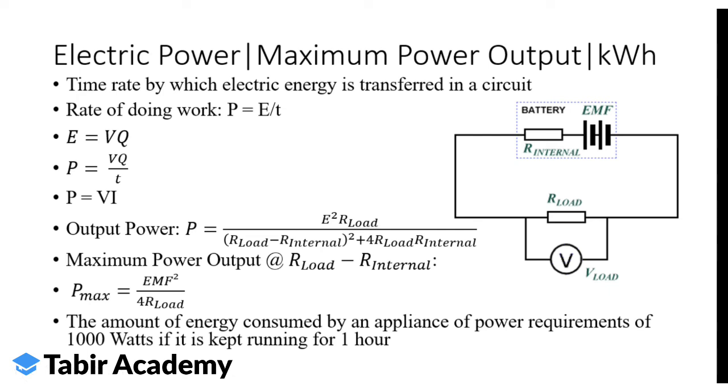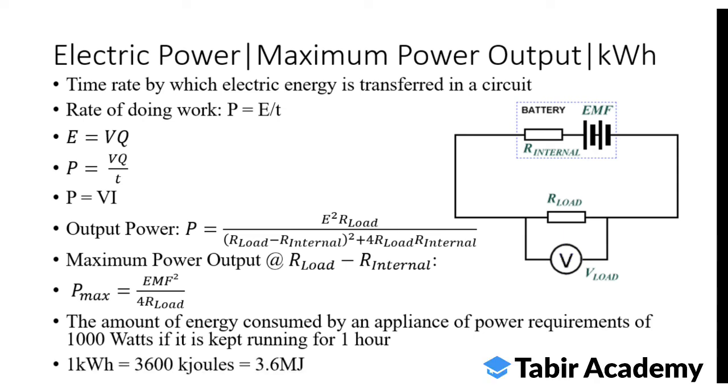Lastly, the amount of energy consumed by an appliance with a power rating of 1000 watts, if it is kept running for 1 hour, is equal to 1 kilowatt hour. That is the definition of 1 kilowatt hour. This is the unit by which our electricity consumption is measured, for instance in Pakistan by WAPDA, or if you are talking about the distribution companies, we have LESCO or ISCO and other such companies. They use this unit to measure the amount of electricity consumed in our homes.